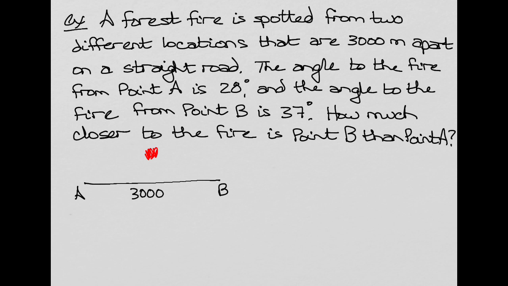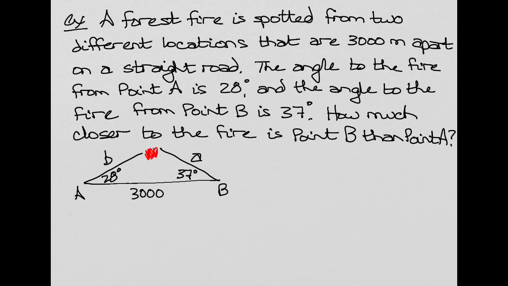The angle to the fire from point A is 28 degrees. So my observer over here is looking, 28 degrees is the angle. Notice this is actually side B. The distance from point A to the fire we would call side B, because it's the one that's opposite the angle. The angle to the fire from point B is 37 degrees, and that's actually point A. So observer A is a distance of B away from the fire, and observer B is actually a distance of A away from the fire.